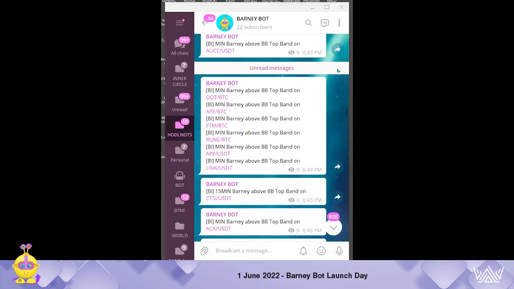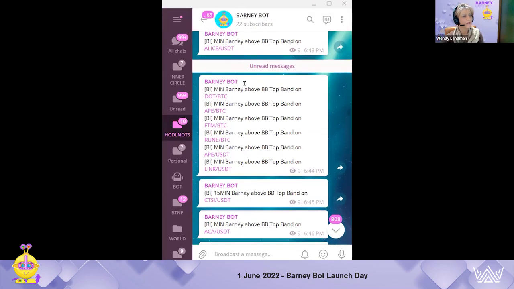Okay, so first, what I'm going to do is I'm going to show you what the Barney bot is. Okay, so this is what the Barney bot looks like. It's a Telegram channel, and it's got Barney up here, so you can find him really easy. He glows and he stands out right now. He's been in test mode, so you can see we've got our trainers on here, and our team from Bitcoin Trend and Forecast is all on here, and they've been testing it for us, and it's pretty spot on, so we're excited about it.